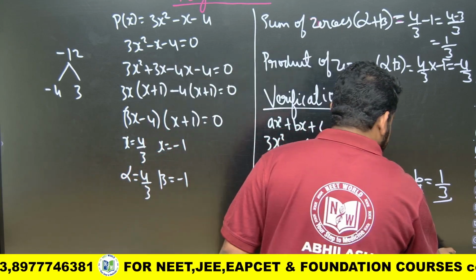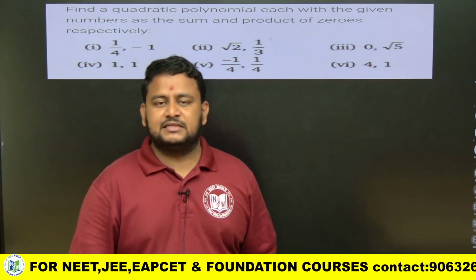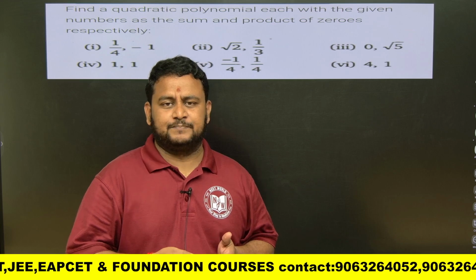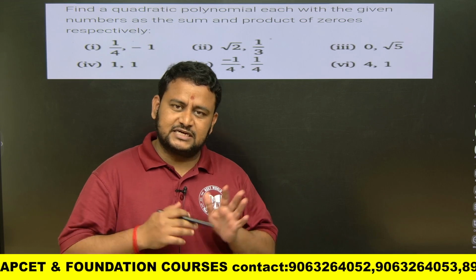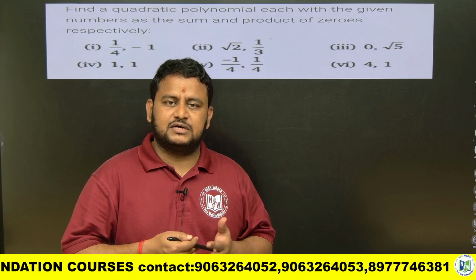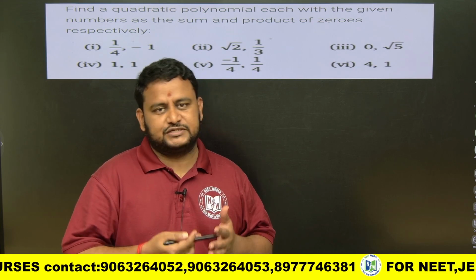Let us move to the next part of the exercise. Till now what were they given? They were given the quadratic polynomial, and they were asking us to find the zeros. Then establish the relation between the sum of the zeros and product of the zeros, that is, establish a relation between zeros and coefficients of the polynomial.